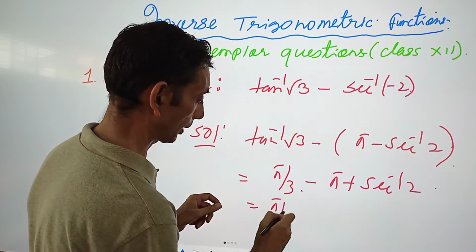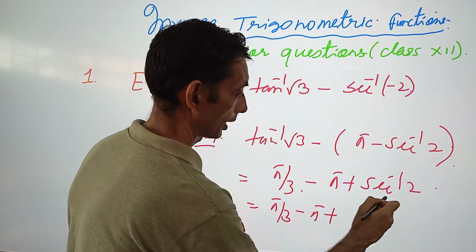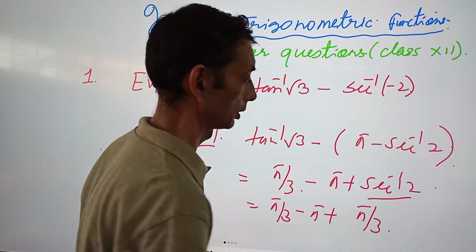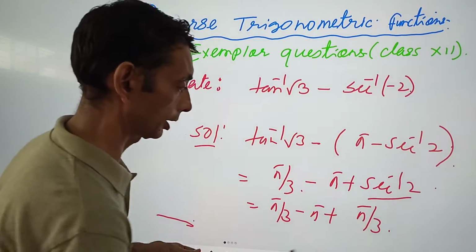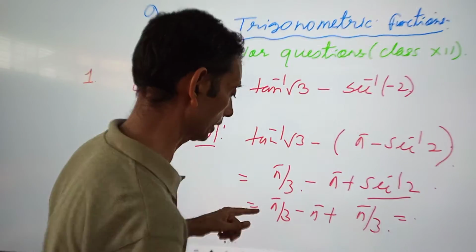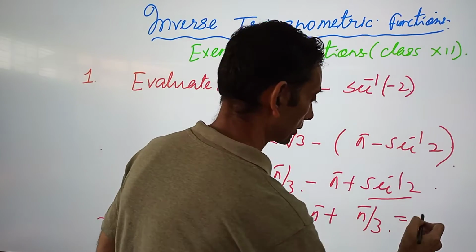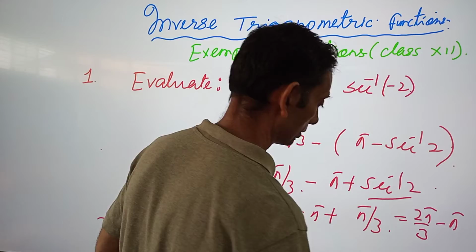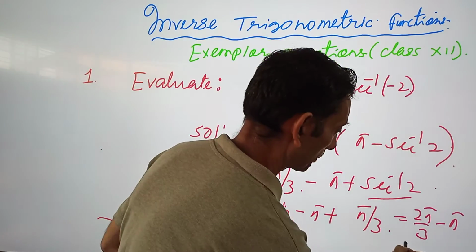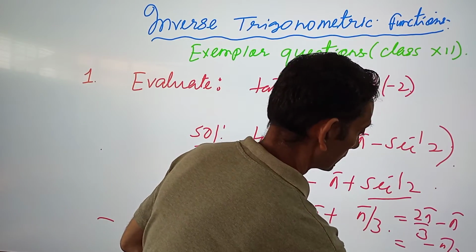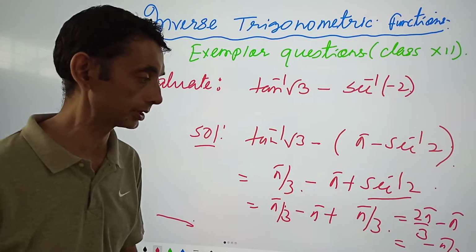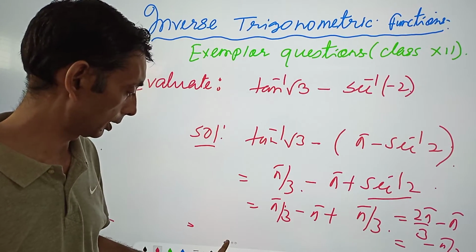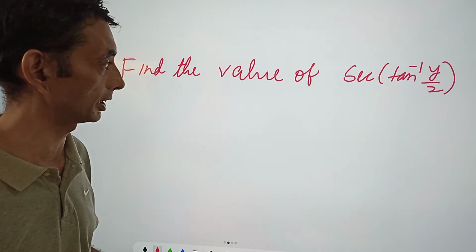So this is pi by 3 minus pi, and we know that sec inverse 2 is also pi by 3. If we simplify this, pi by 3 plus pi by 3 is 2 pi by 3, minus pi. So 2 pi by 3 minus pi is equal to minus pi by 3. Let's move to our next question.